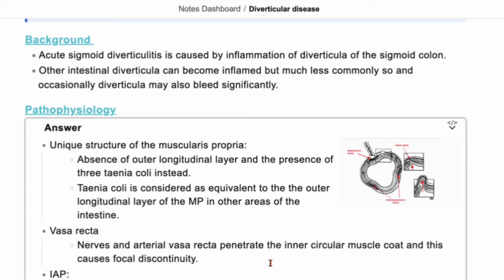Otherwise, the whole scenario will not go very well, all right? So to summarize that, you have intra-abdominal pressure, intraluminal pressure, the tinea coli, which is not a continuous band but rather 3 layers or 3 bands, and finally the vasa recta going through the wall of the colon.